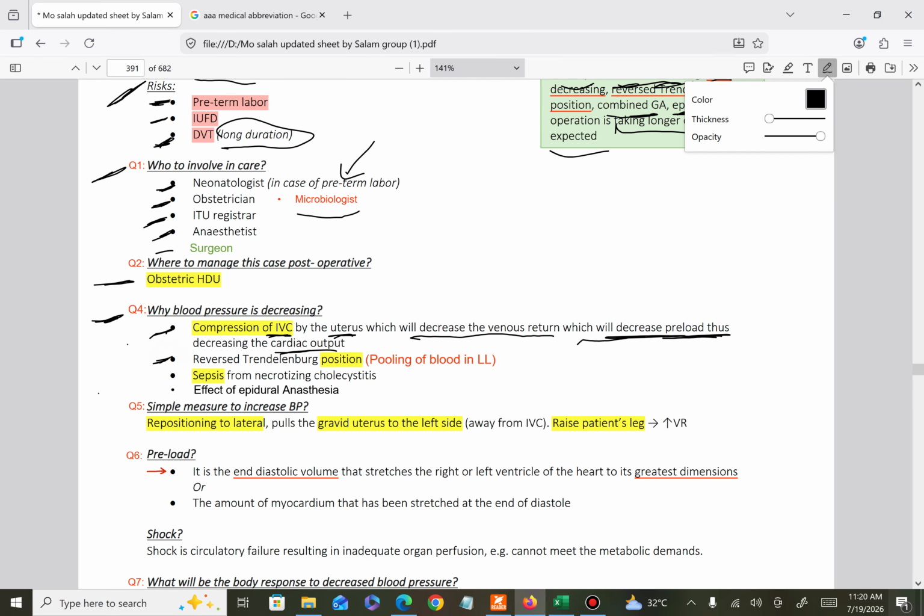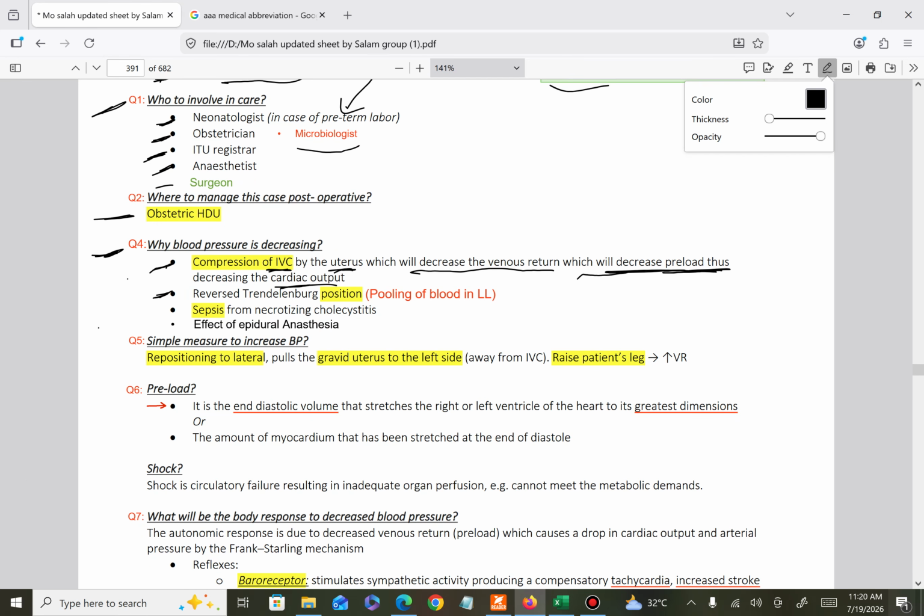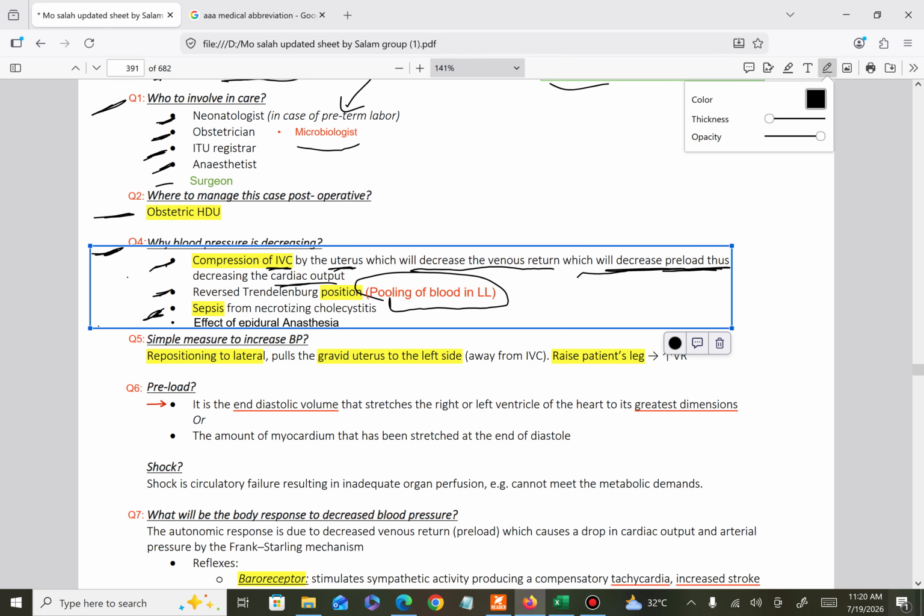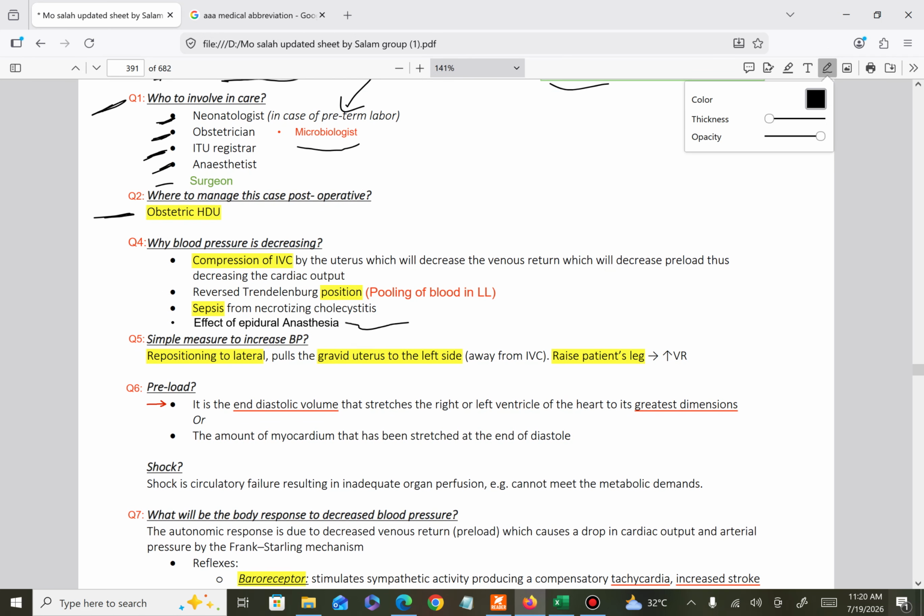The second reason for the decreasing blood pressure is the reverse Trendelenburg position, causing pooling of blood. Then sepsis is another reason, which is from necrotizing cholecystitis. And the fourth reason is the effect of anesthesia, epidural anesthesia. So these are the reasons why there is a decrease in blood pressure.